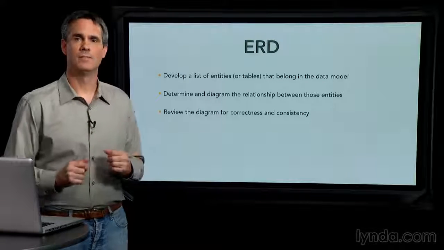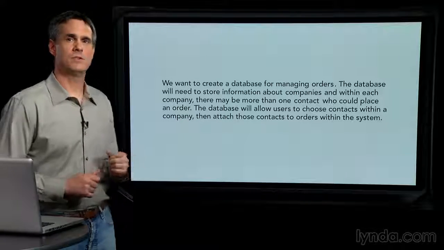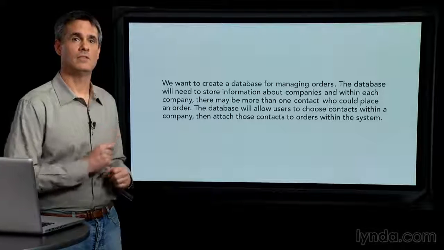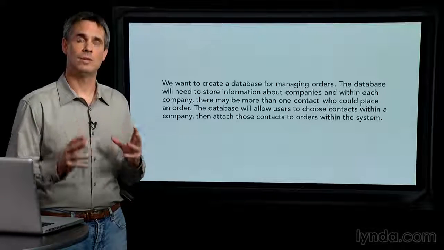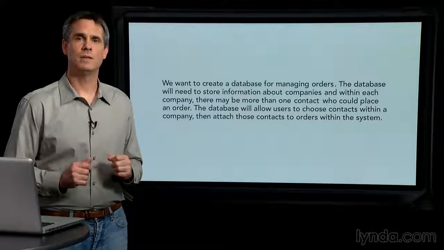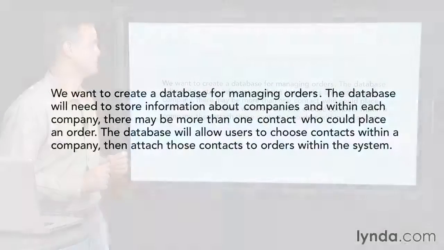Let's try one together. Here's a process description describing requirements of a database system that we need to build. In this description, we see the data we need to be storing in our database. In order to find the entities, it's important for us to identify discrete and unique buckets of information. A popular technique for identifying the potential entities is to look for the nouns within the text of our description. So go ahead and pause this video and take a moment to read this through.